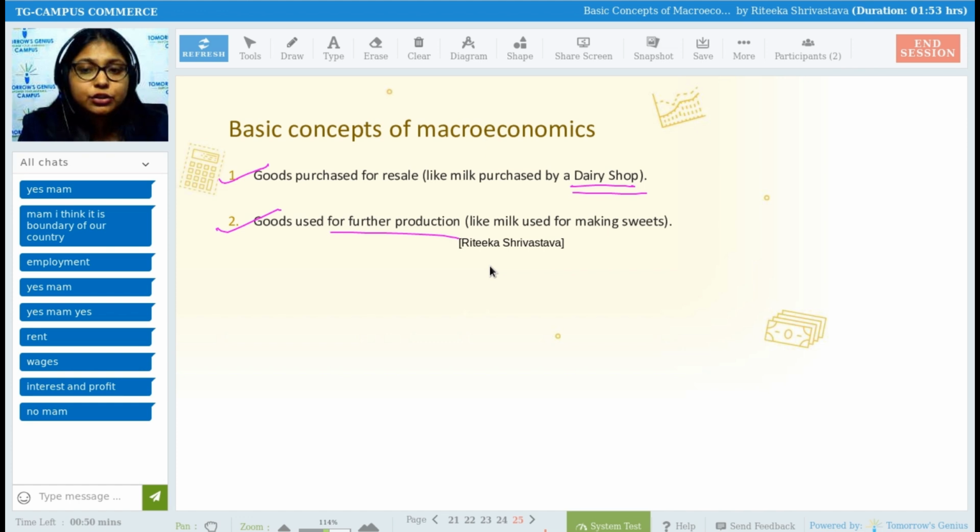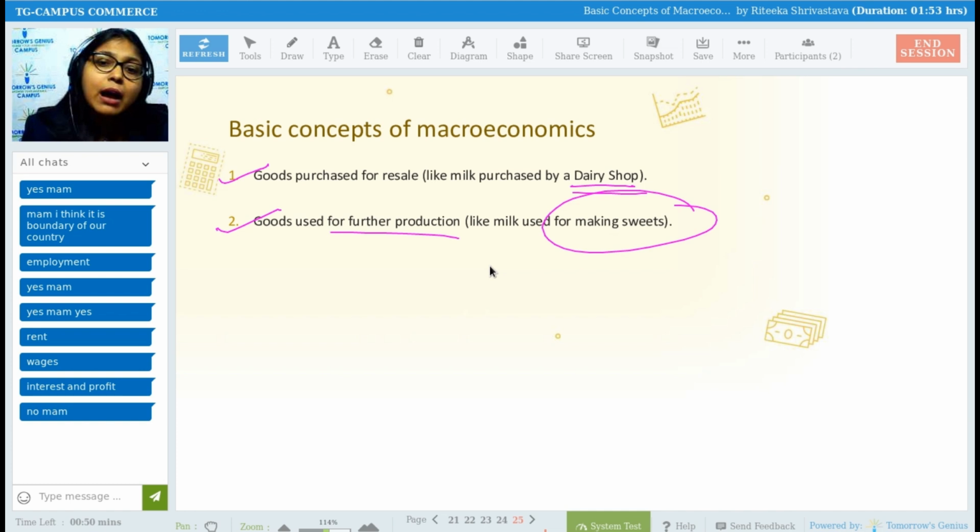Second, goods used for further production process, like milk used for making sweets. If a sweet shop person is taking milk for preparing sweets, then he is making use of the good for the further production process. Any good which is used for the further production process is called an intermediate good. So any person purchasing milk for making sweets will also come under the category of intermediate good.